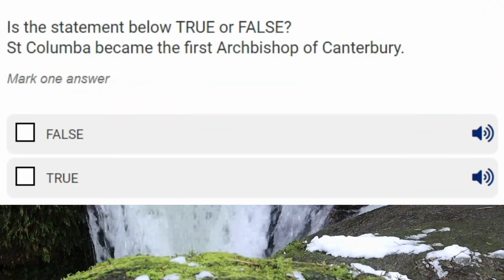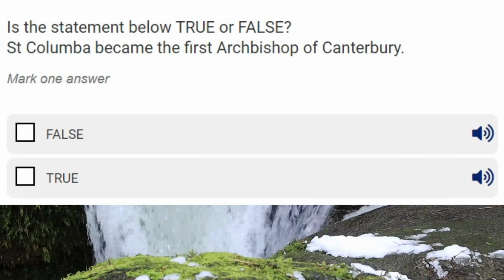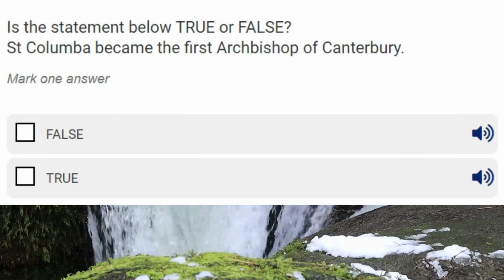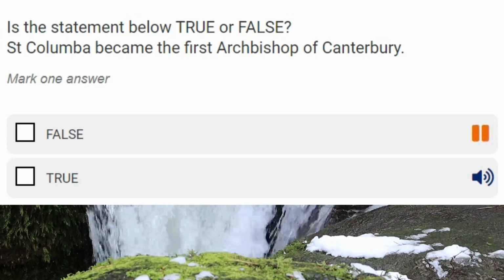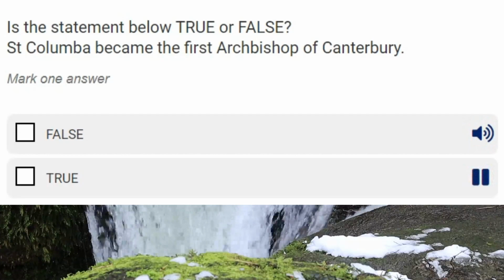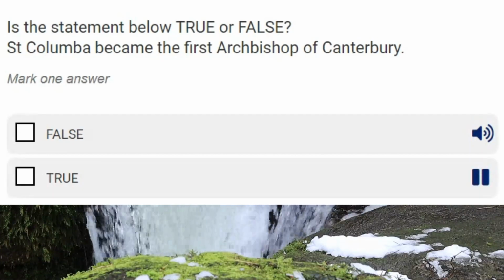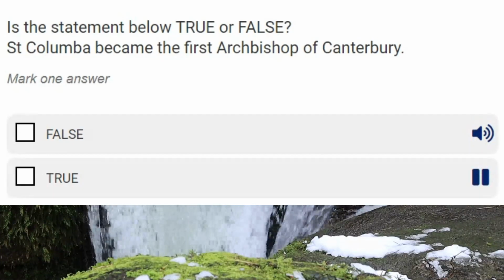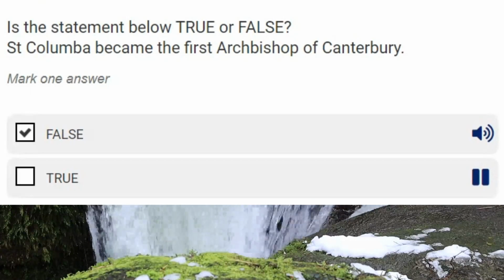Is the statement below true or false? Saint Columba became the first Archbishop of Canterbury. False. True. The correct answer is false.